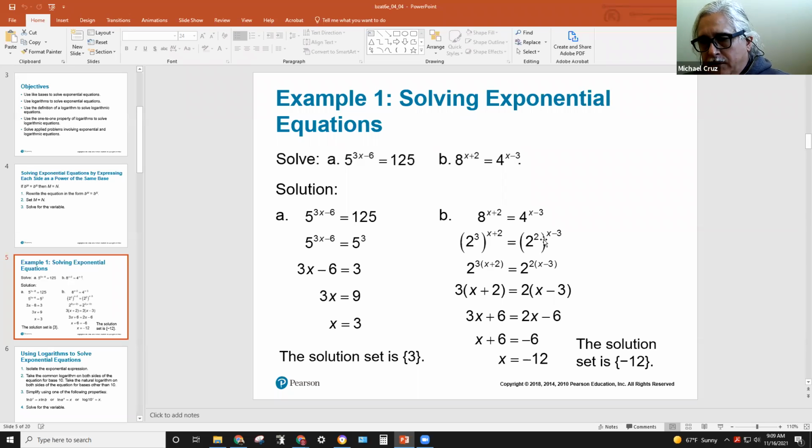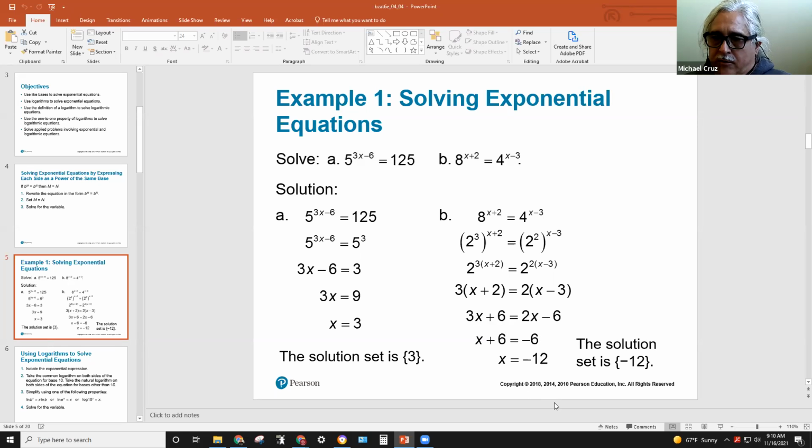All right, same thing over here. It's going to be 2 times x minus 3. Now that the bases are the same, we're simply going to drop the 2's, and we're left with 3 times x plus 2 equals 2 times x minus 3. So the left simplifies as 3x plus 6. The right simplifies as 2x minus 6. And then we solve for x. Subtract 2x, we get x. Subtract 6, we get negative 12.